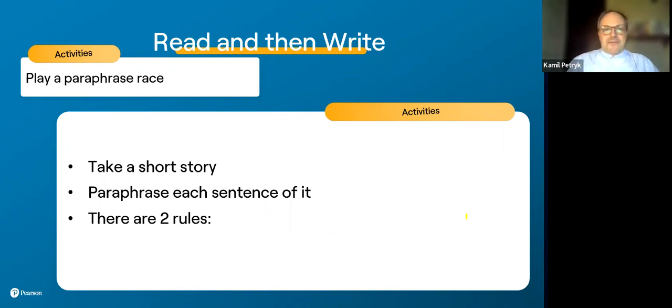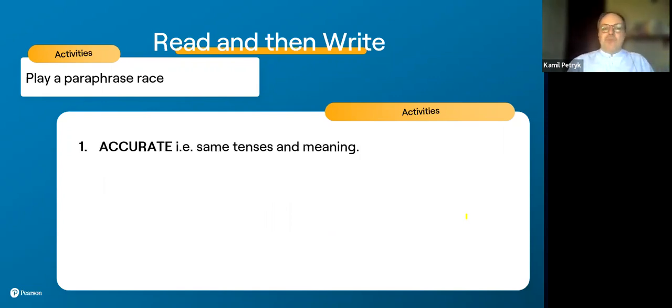Rule number 1: the paraphrase must be accurate. Exactly the same tenses and meaning, no change of tenses or meaning. For example, if you have the sentence, this blouse is too big for her, and you paraphrase it into she was too big for the blouse, it's wrong because it's not accurate. It's not the same tense. So rule number 1, each paraphrase must be accurate.